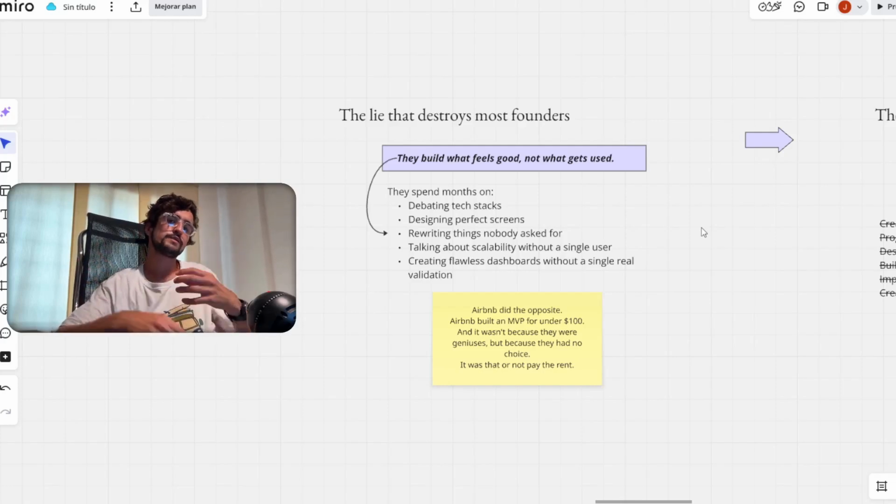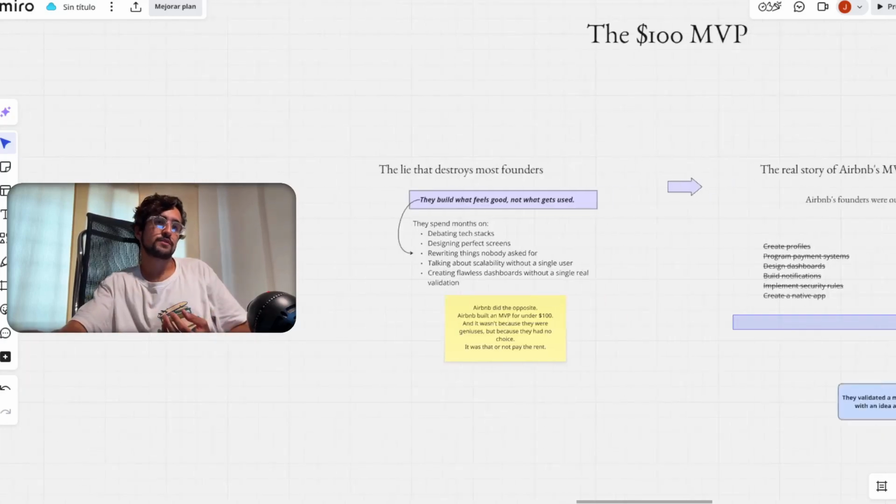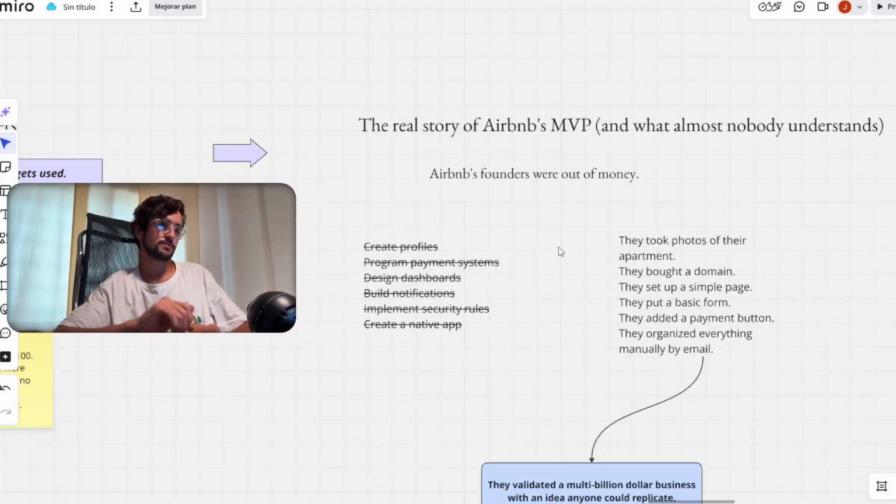But what Airbnb did instead was build an MVP for under $100. And it wasn't because they weren't geniuses, but because they had no choice. Okay, it was that or not pay the rent. So of course there was no other option. The Airbnb founders were out of money, so they didn't create profiles, program payment plans, design dashboards, build notifications, implement security rules, or create a native app.